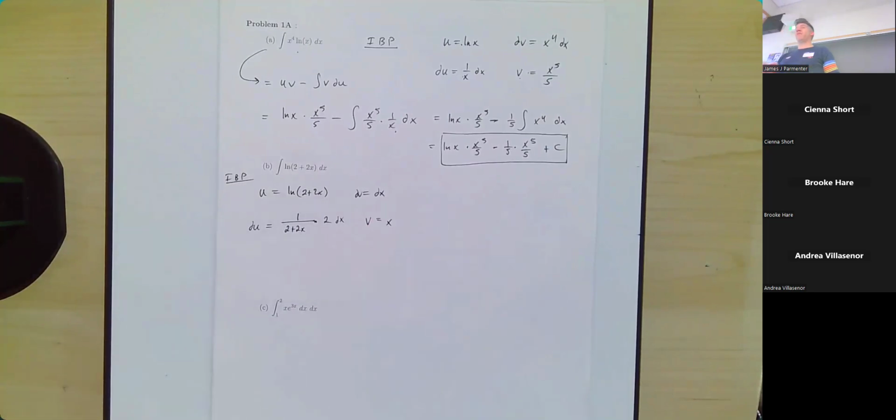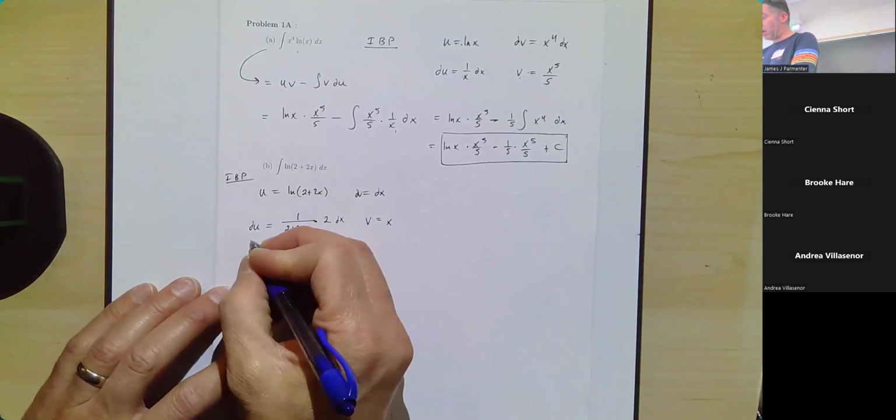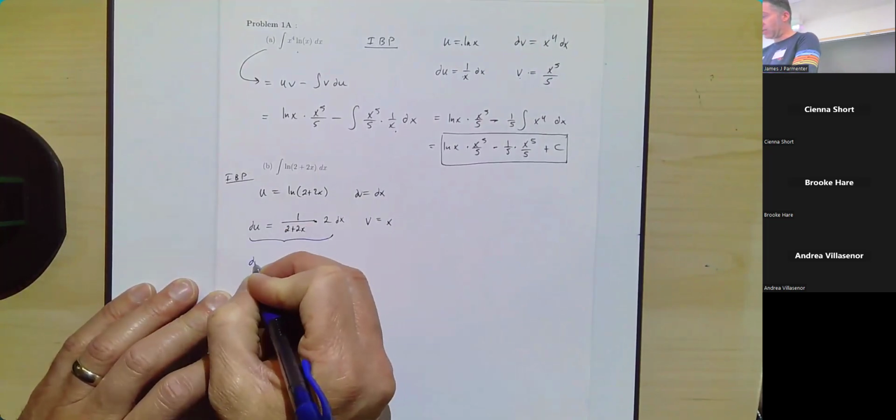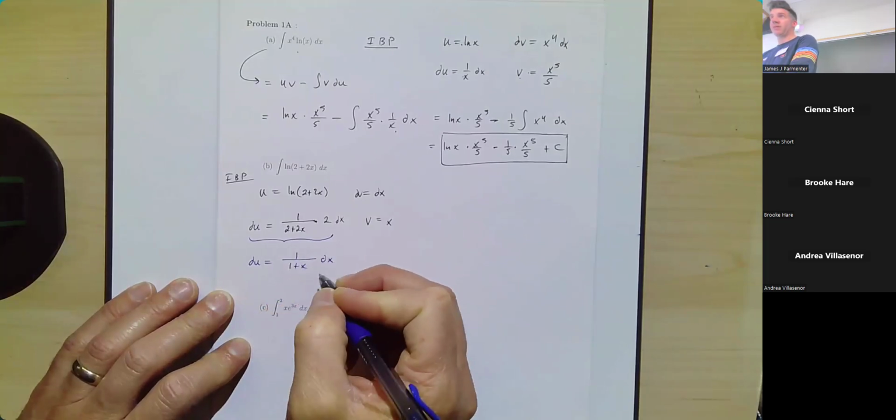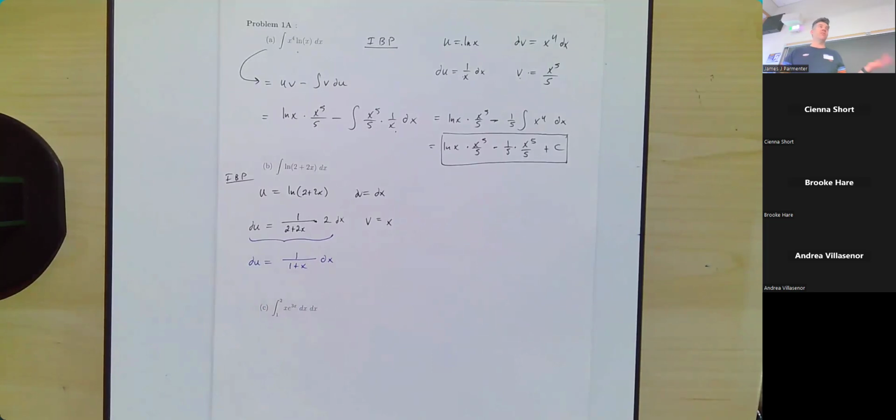Now, even though I don't want to simplify my answer, if there are simplifications I can do along the way to make my life easier, I do want to do those. I'll point out that here, I can rewrite this as du equal to just 1 over 1 plus x. So I can factor out the 2 from the bottom and cancel it with the 2 that's on the top.